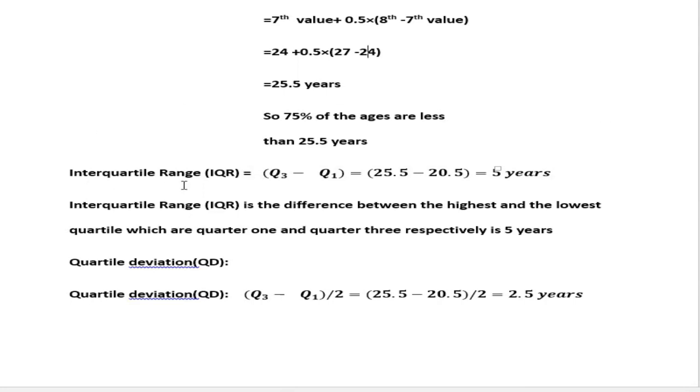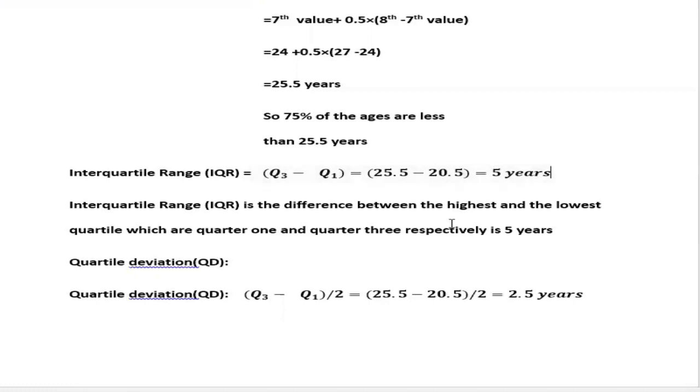And the formula is straightforward. It is denoted by IQR, Q3 minus Q1. We got the third quartile already, 25.5, and the first quartile we got 20.5. And it will be 5 years. That is the difference between the highest and lowest quartile of ages, 5.5 years.